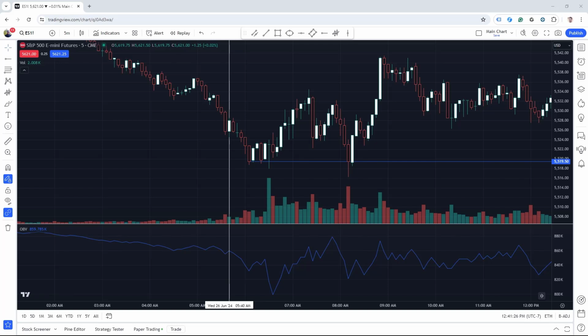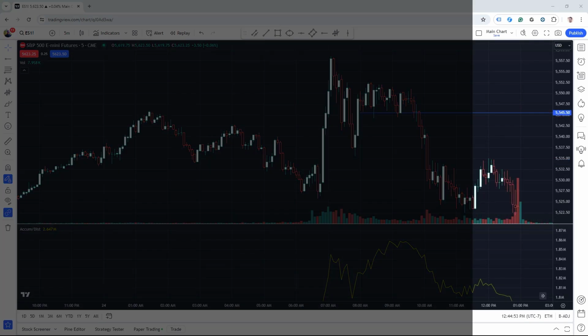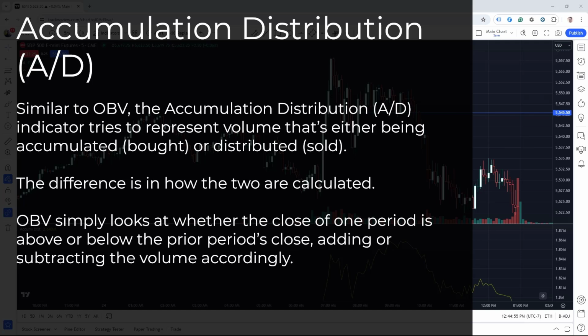They'll also look at confirmation of a trend when both price and the OBV are moving in the same direction. Number 4 is accumulation distribution. Similar to OBV, the accumulation distribution indicator tries to represent volume that's either being accumulated, bought, or distributed, sold. The difference is in how the two are calculated.